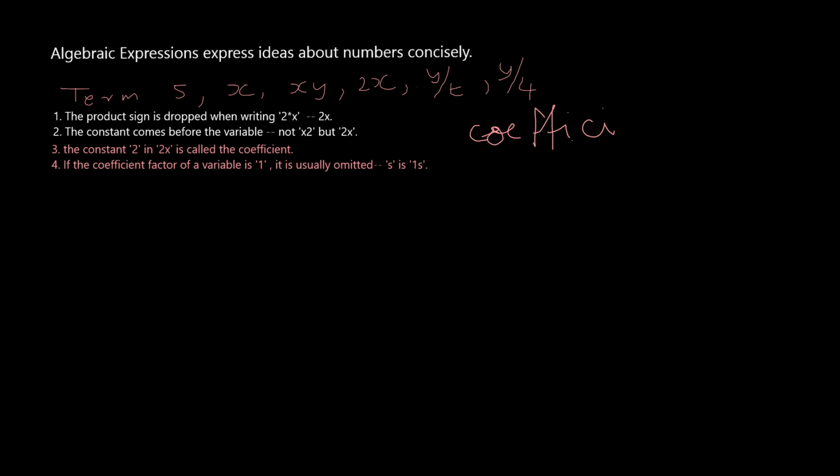The coefficient is usually a factor, and if the coefficient of a variable happens to be 1, like in the case of s, we generally write only the alphabet and omit 1. Now these are some terms and some rules.